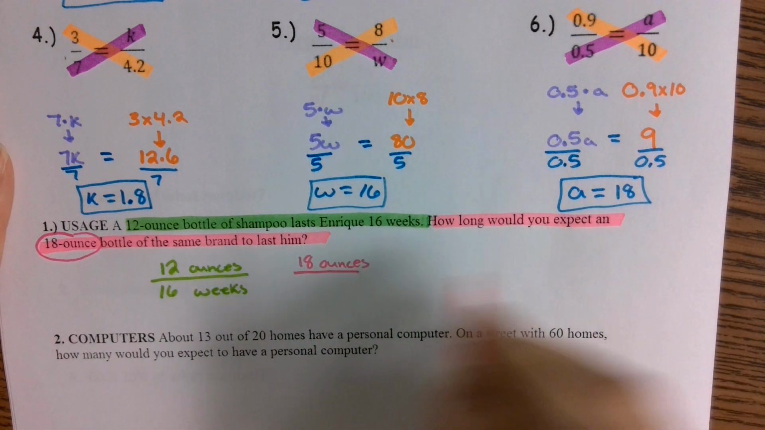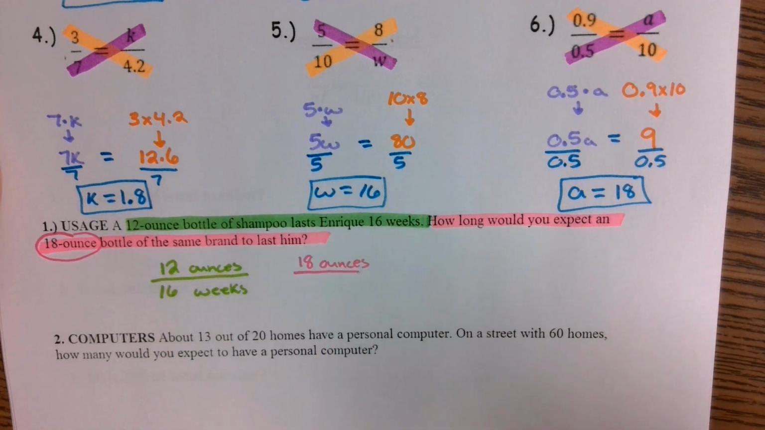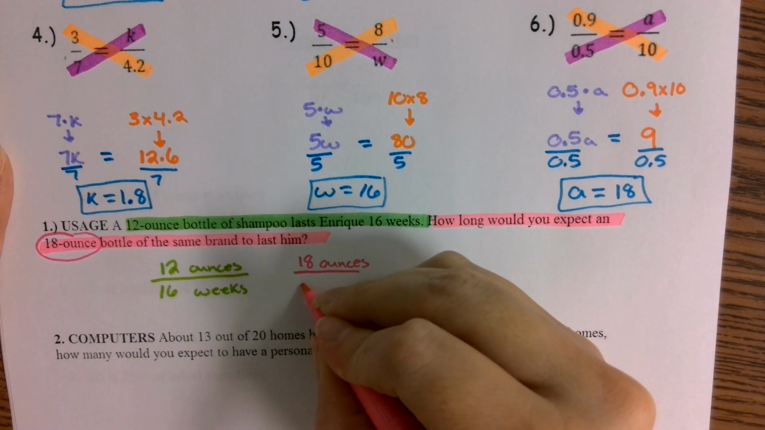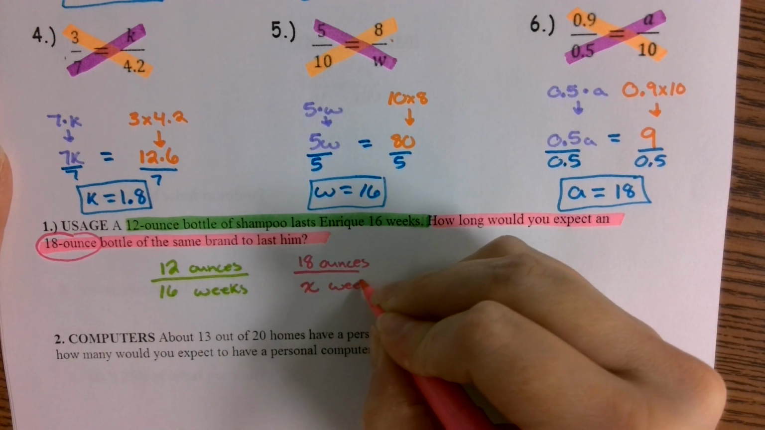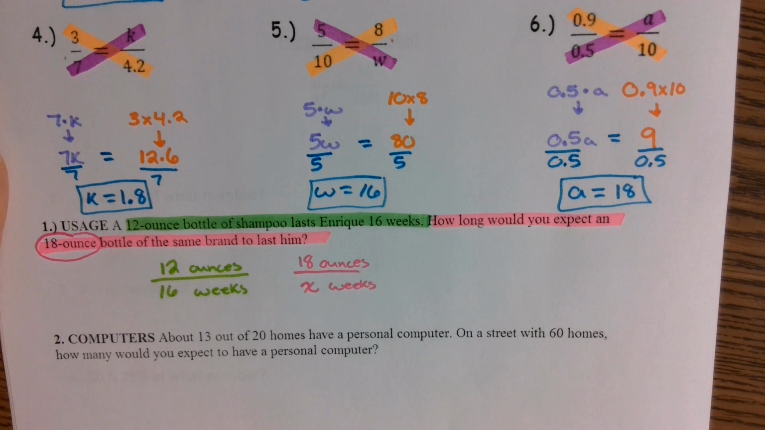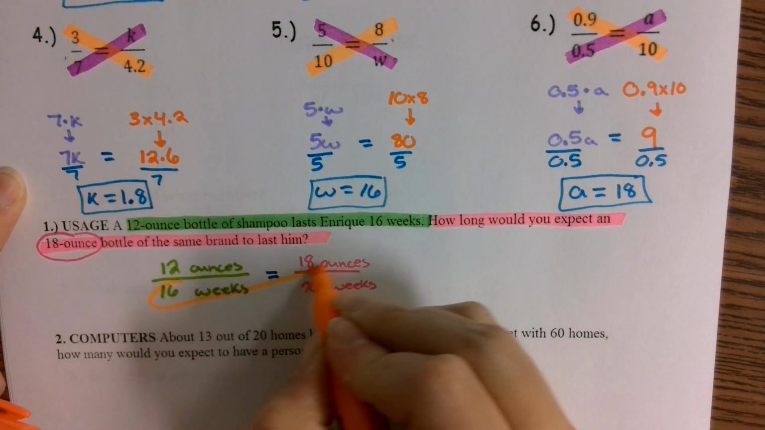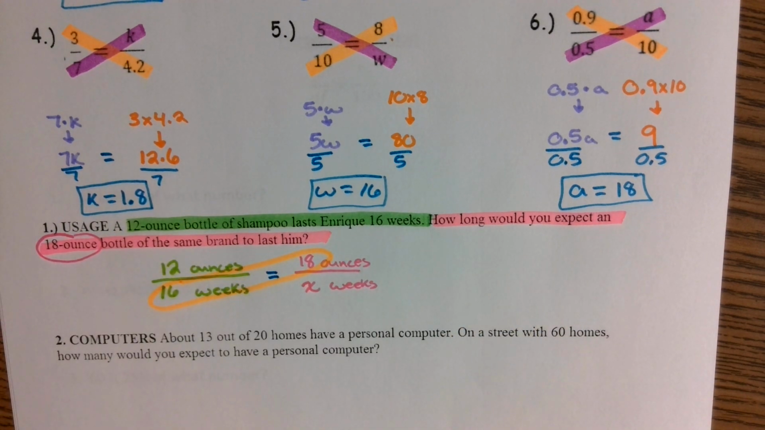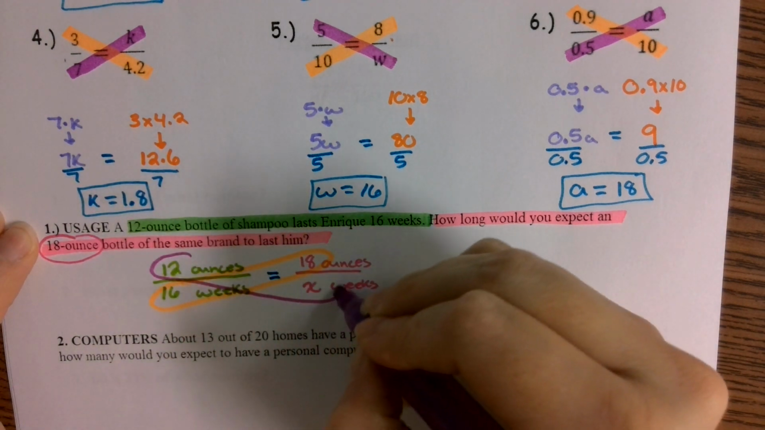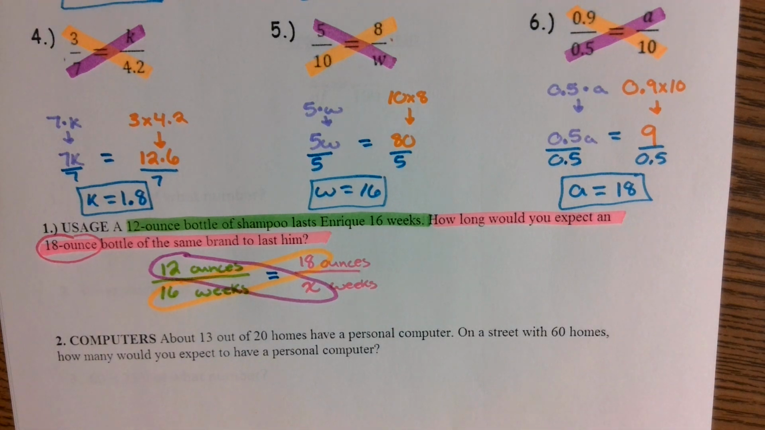And now, I don't know how many weeks. So what do I put when I don't know a value? A variable. So I'm going to go ahead and put X weeks. Now I've got a proportion. And I just need to go ahead and do my cross product to solve. So I'm going to multiply my 16 times my 18. And I'm going to multiply my 12 times my X and create my formula here.